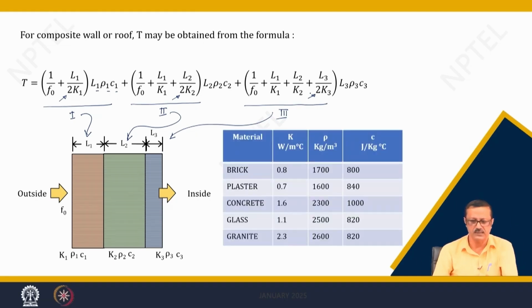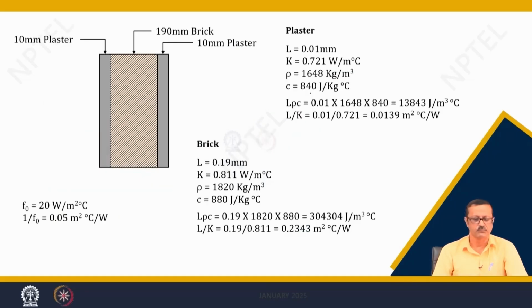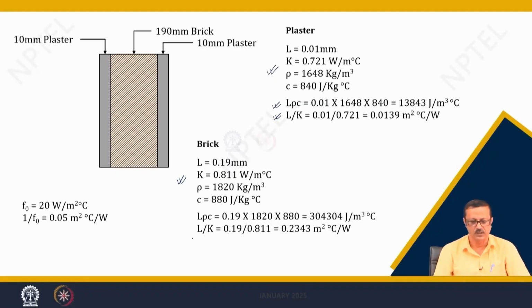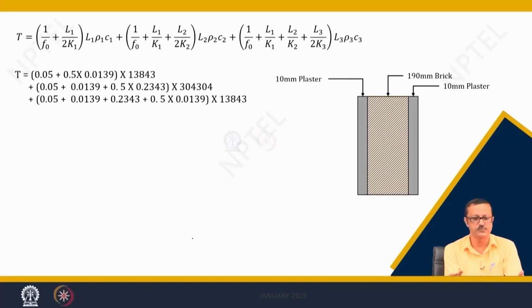So, we will see one part, and these are the values that I have taken from the book, and I will see some of the cases. Suppose there is a brickwork of 190 mm having 10 mm plaster on both sides. I have noted down the L, K, rho and C values for the plaster and calculated the L rho C and L by K values of that, and similarly I have found out the brick values. You see, the thickness changes, the K value changes, all these things change. Then I have computed this.